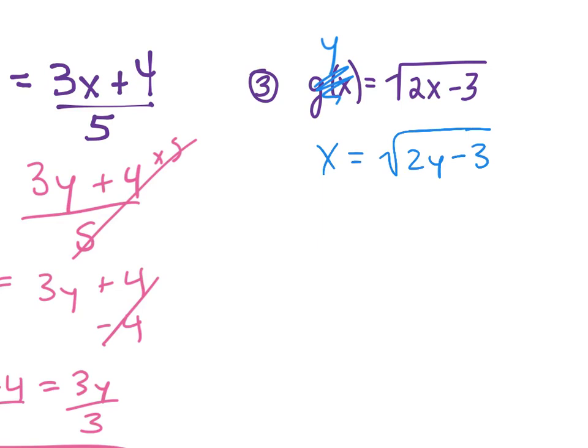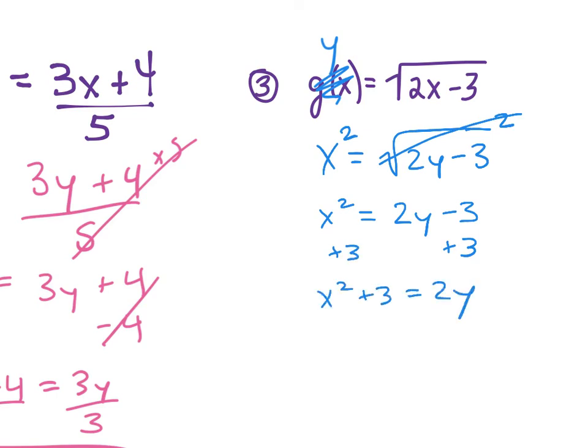You square both sides to get rid of the square root. Perfect. We need to get rid of that square root, so we just square both sides. So the squared cancels out with our square root. We have x squared is equal to 2y minus 3. Now what do we do? You add 3 to both sides. So x squared plus 3 is equal to 2y. Now what? Now you divide by 2. Perfect. (x squared plus 3) over 2 is equal to y.